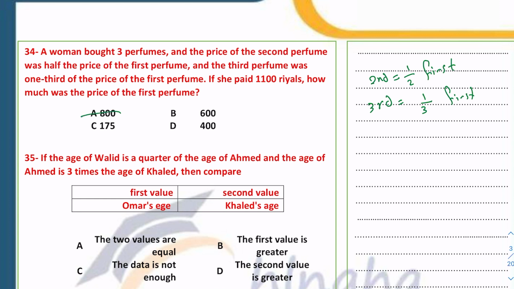Now what about the second one? Half of 600 will be 300. 1/3 of 600 will be 200. Let's add. 300 plus 200 is 500, plus 600 will be 1100, so it's correct. Now let's take the next one.